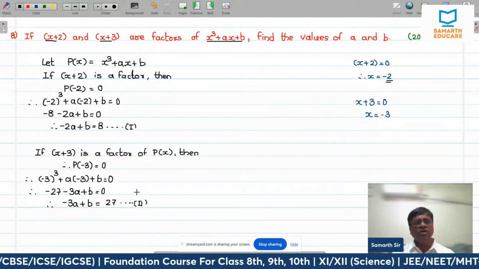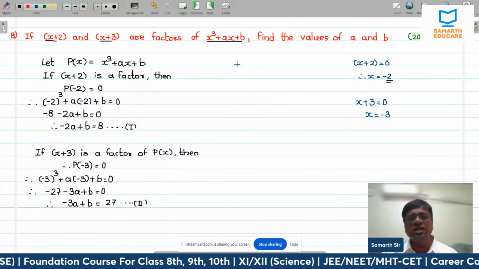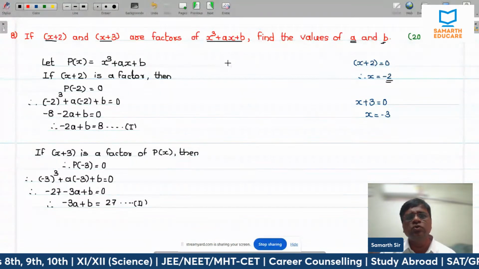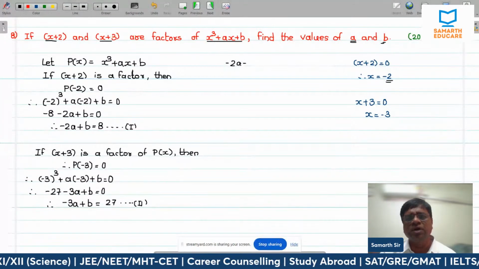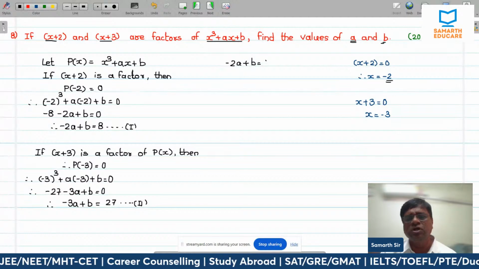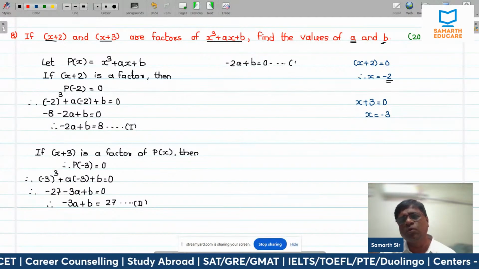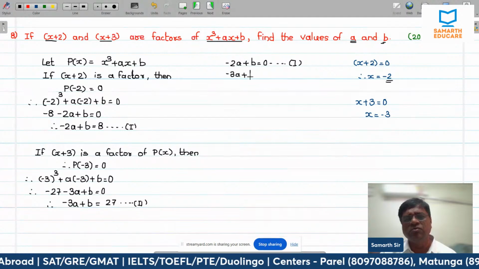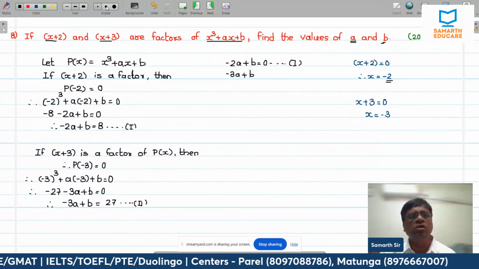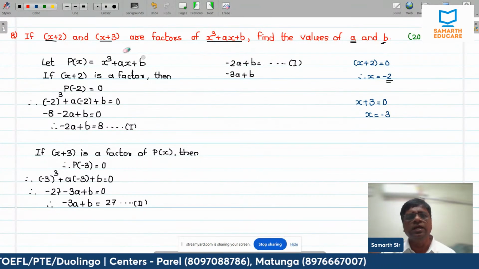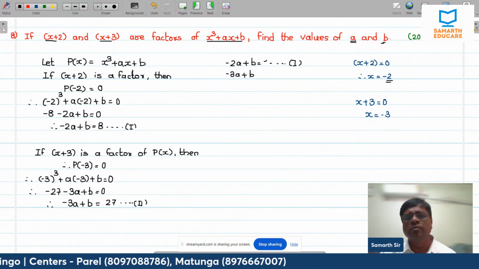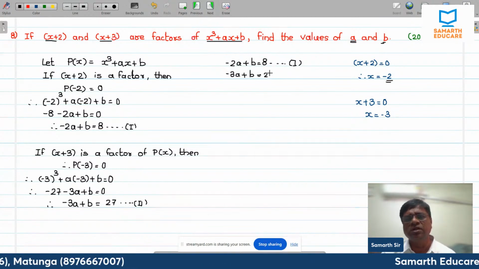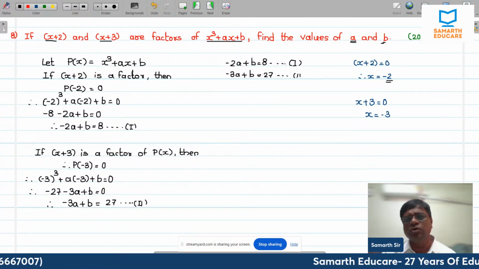Right now we have two equations and two unknowns, that is a and b. ये निकालने को बोला, find a value of a and b. So I'll take these two equations and solve this simultaneously. Minus 2a plus b is equal to, I'm sorry, this is not 0, this is 8. This is equation number 1, and minus 3a plus b is equal to 27. This is equation number 2.